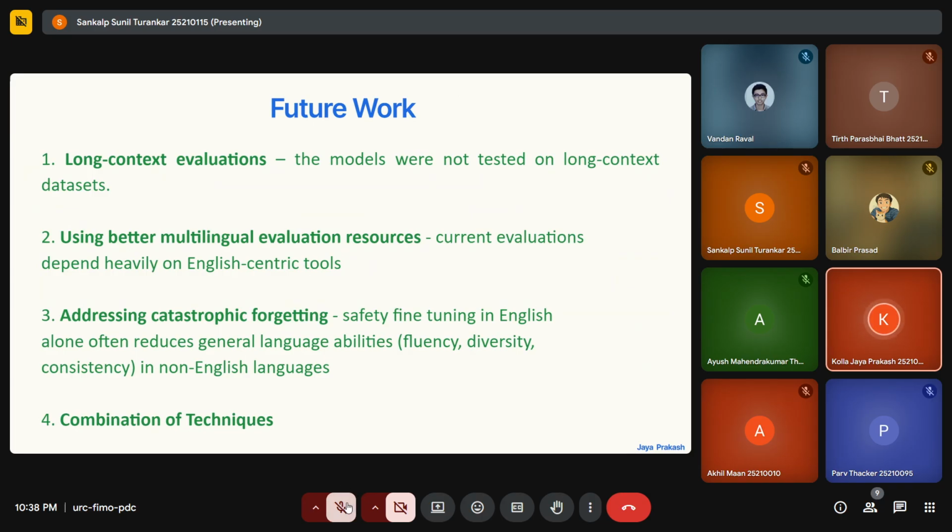Third one is addressing catastrophic forgetting. Safety fine-tuning in English alone often reduces general language abilities like fluency, diversity, and consistency in non-English languages. Fourth one is combination of techniques. Combining supervised fine-tuning and direct preference optimization and other alignment methods such as constitutional AI, or using language-specific adapters for better multilingual bias and toxicity reduction. Next part will be explained by Vandan.